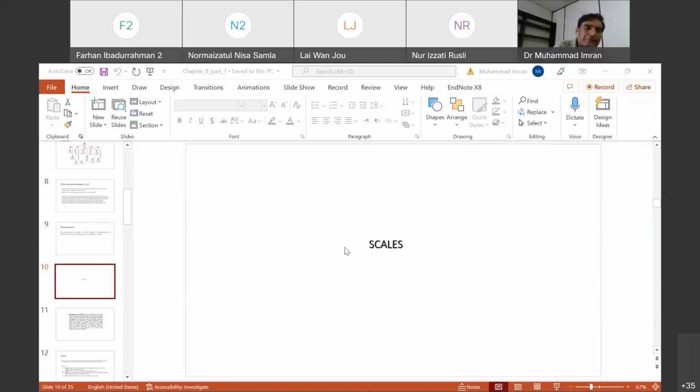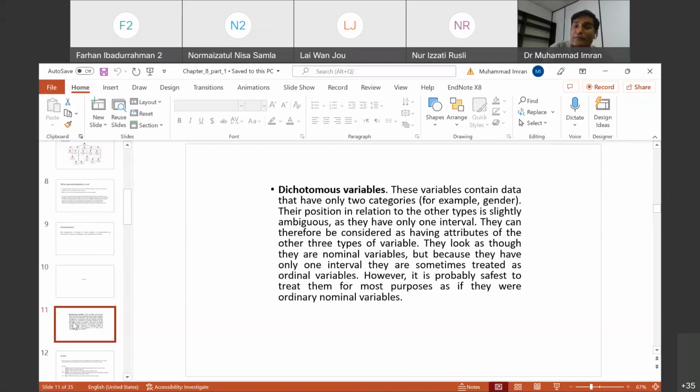Apart from the four types of scales, there is another one, the dichotomous variable, a categorical variable that has only two options. Can we have more than two options in gender? Only two options, male and female. These variables contain data that have only two categories. For example, gender, male and female, right?